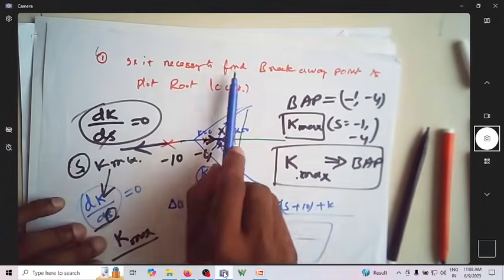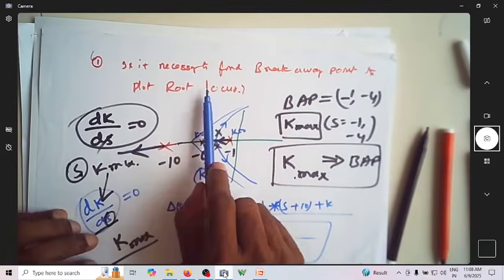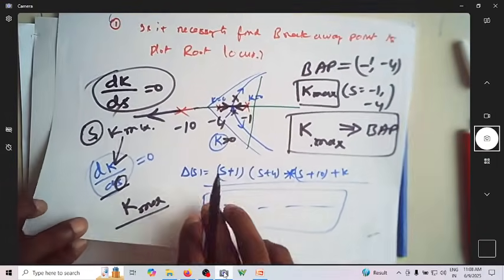Next comes: is it necessary to find the breakaway point to plot the root locus in all transfer functions? It is not necessary.